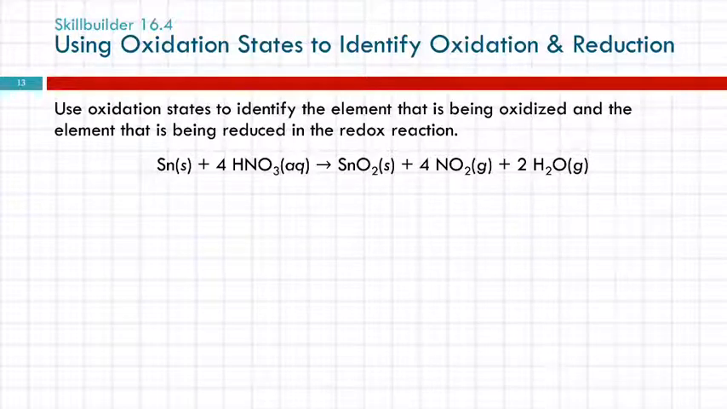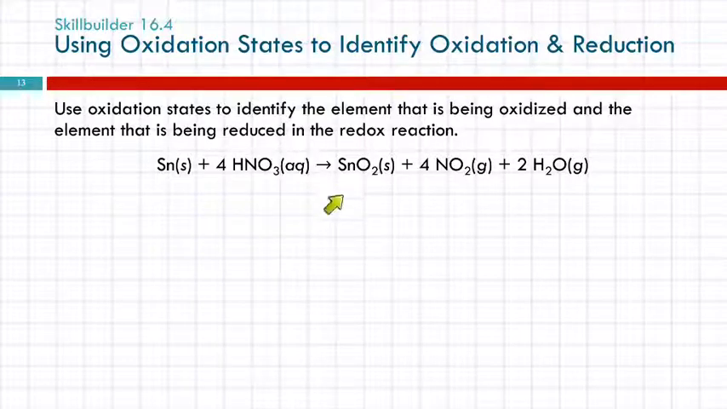So use oxidation states to identify the element that's being oxidized and the element that's being reduced in this redox reaction. The way you do this is by looking at oxidation states. It's easiest to look at monatomic ions and ionic compounds first. Do we have any ionic compounds? No.